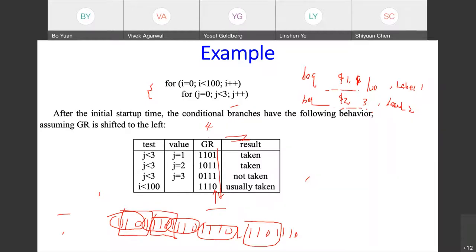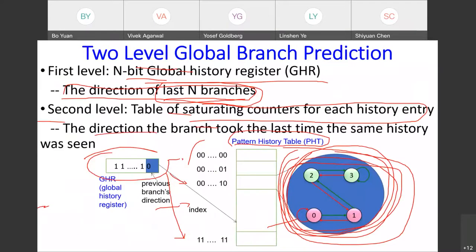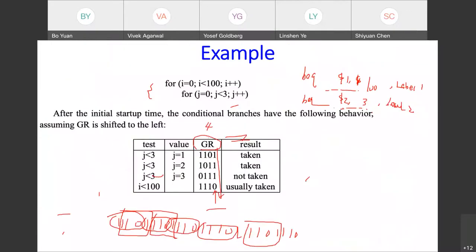That is correct. Because notice that in the global history register, what is stored is the last N branch decisions, right? So for the next time, your current decision becomes the history. Whatever decision you make will become the history, and it will be used as the reference for the next time. So that means we need to continue to update your global history register. Is that right? Is that clear?